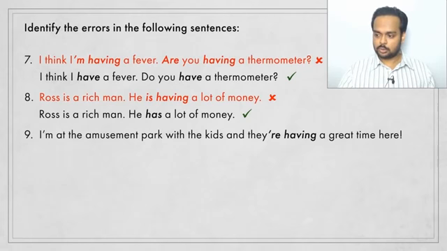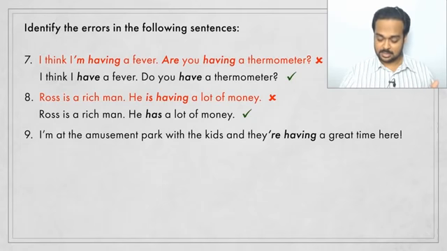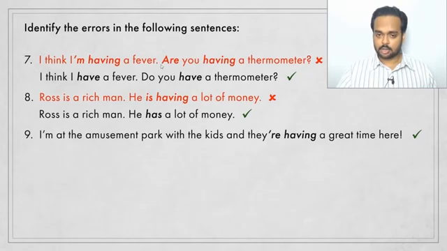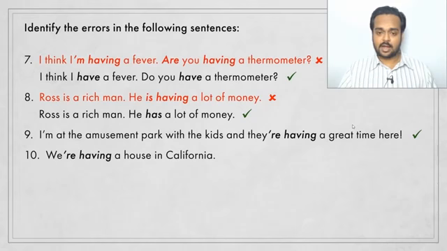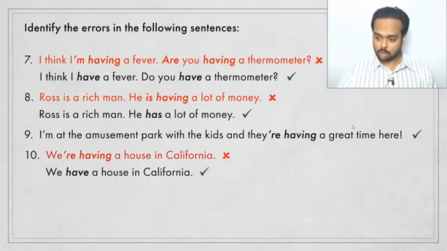I'm at the amusement park with the kids and they're having a great time here. Yay or nay? Yay, this is correct because I'm at the amusement park with the kids right now and they are experiencing something good, something positive. They're having a good experience. That's what we mean by they're having a great time. Have a great time means to have a good experience. So this is okay. Last one, we're having a house in California. Wrong. We have a house in California is correct because this sentence expresses ownership.